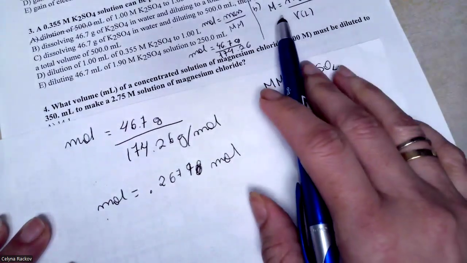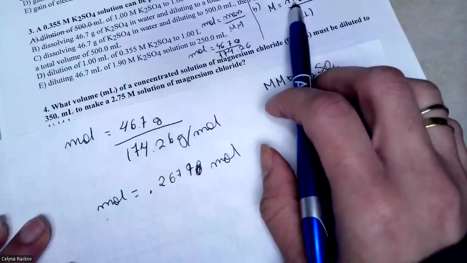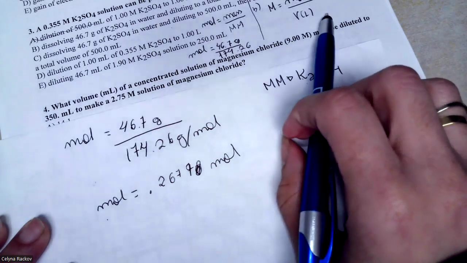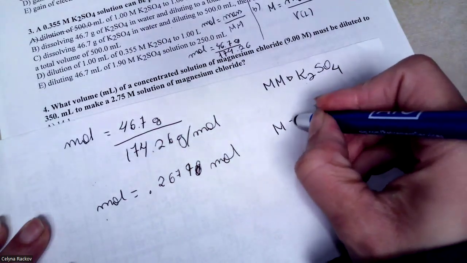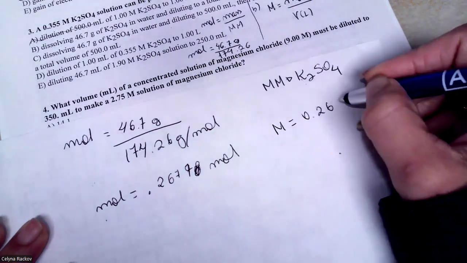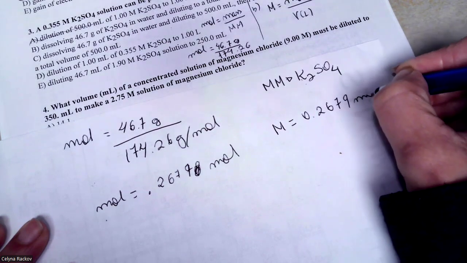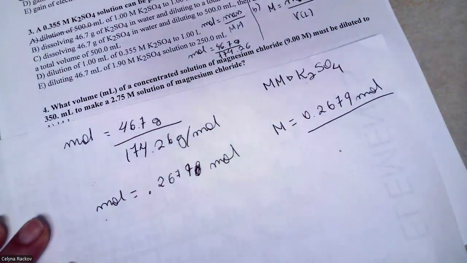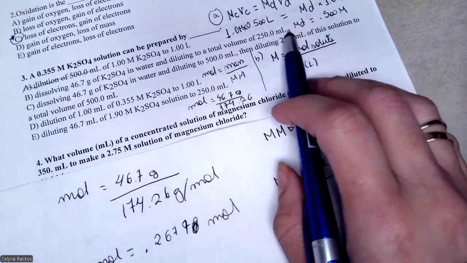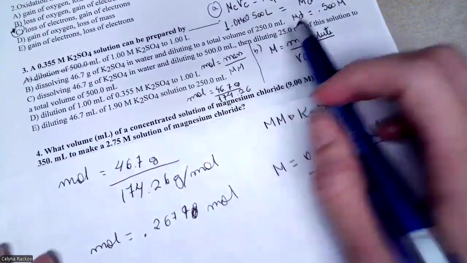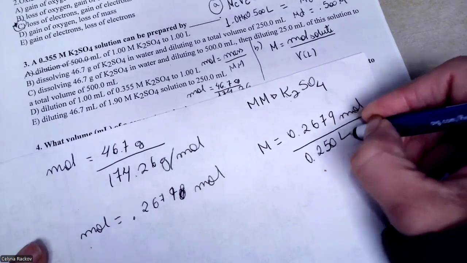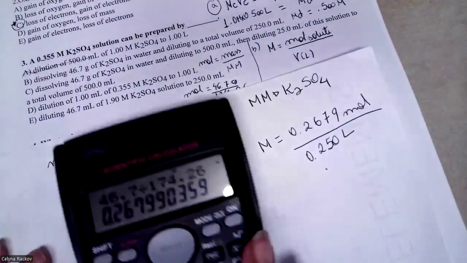And then to calculate the molarity, after you find the moles, you are going to divide it by the volume. So molarity is 0.2679 moles divided by what's the final volume here? Letter B says 250 milliliters. Divided by 1,000, that will be 0.250 liters.